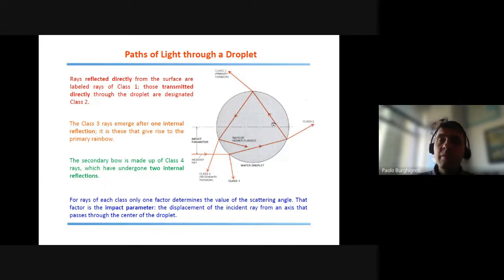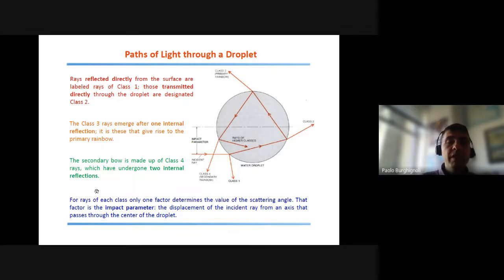Whereas if you still remain inside, you have a third point of interaction. And now the rays that are refracted here are the class 3 rays, and these give rise to the primary rainbow. If you still go on to the fourth surface interaction point, the class 4 rays originate, which give rise to the secondary rainbow, and you could go on, considering rays of higher classes, each of which gives rise to higher order rainbows.